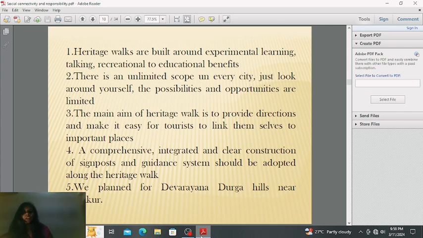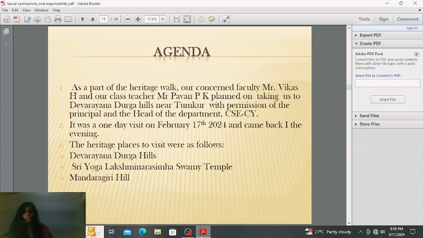So, we had planned for Devarayana Durga Hills, which is in Tumkur. As part of our agenda, our concerned faculty, Mr. Vikas H, and our class teacher, Mr. Pavan PK, had planned for taking us to Devarayana Durga Hills, which is also known as DD Hills, near Tumkuru, with the permission of our principal and head of our department, the computer science engineering and cybersecurity department.